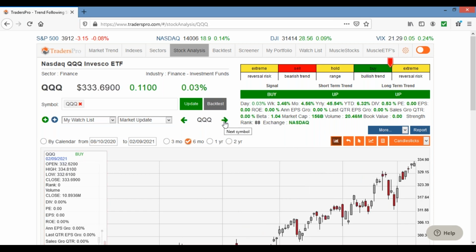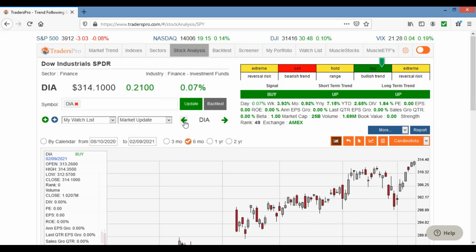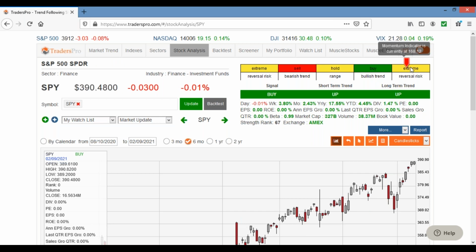The IWM, though, the Russell 2000, here's the NASDAQ 100 here. They're getting real close to moving into the extreme range. I think the S&P was... Let me go back to the SPY chart here. Yeah, the SPY is in the extreme range.